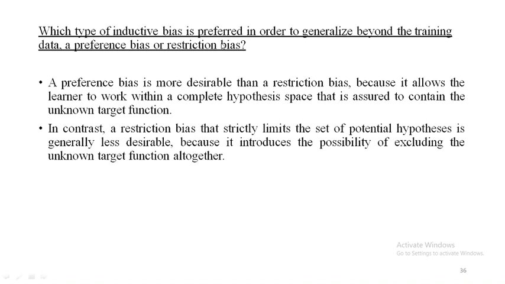That's why preference bias is preferred over the restriction bias. Okay, so why is it? The preference bias has a very good set of hypothesis space, and these hypotheses assure you that they also contain the unknown target functions as well. That is one important aspect of the preference bias. In contrast, a restriction bias that strictly limits the set of potential hypotheses is generally less desirable because these hypothesis spaces may not include the unknown target functions, or in other words, they may exclude unknown target functions altogether. So that is the inductive bias, that is the preference bias or the restriction bias. Okay, preference bias is preferred over the restriction bias.